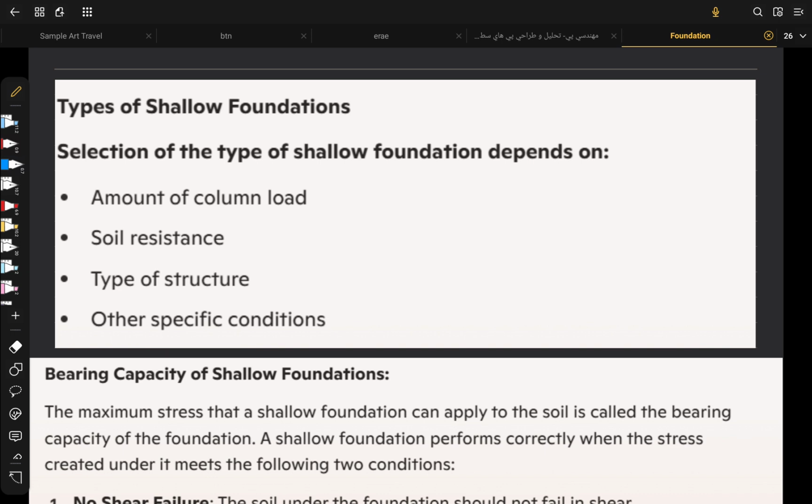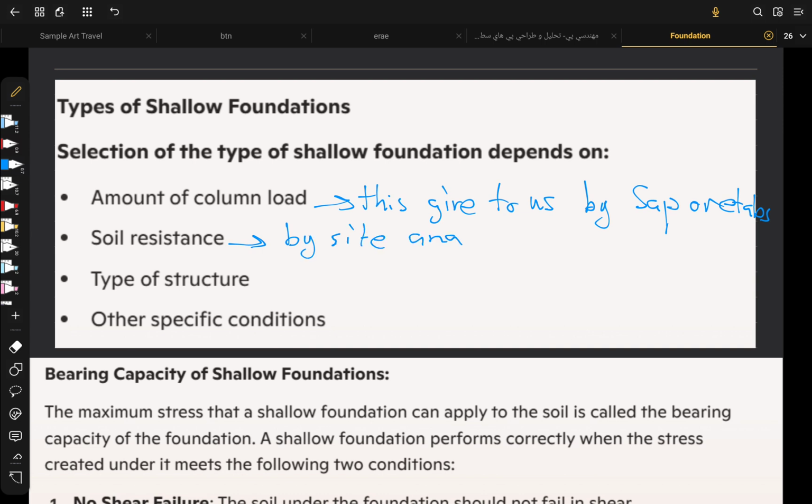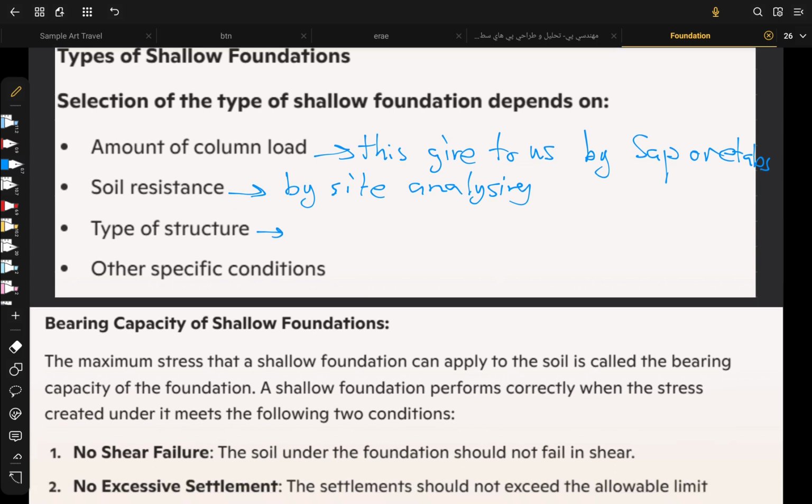But now you need to know the amount of column loads. This is given to us by SAP or ETABS. We analyze them in these two software. Soil resistance comes from site analyzing. Inside we do some kind of experiment and get this. We speak about them later. Type of structures, that's also given to us. Other specific conditions, we speak about them later.